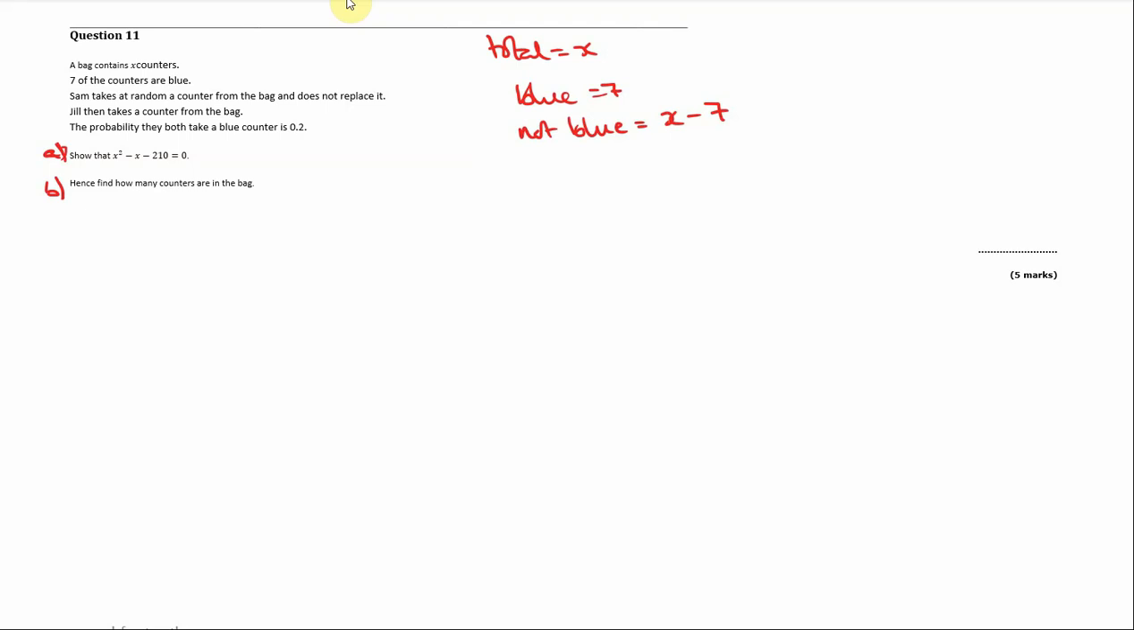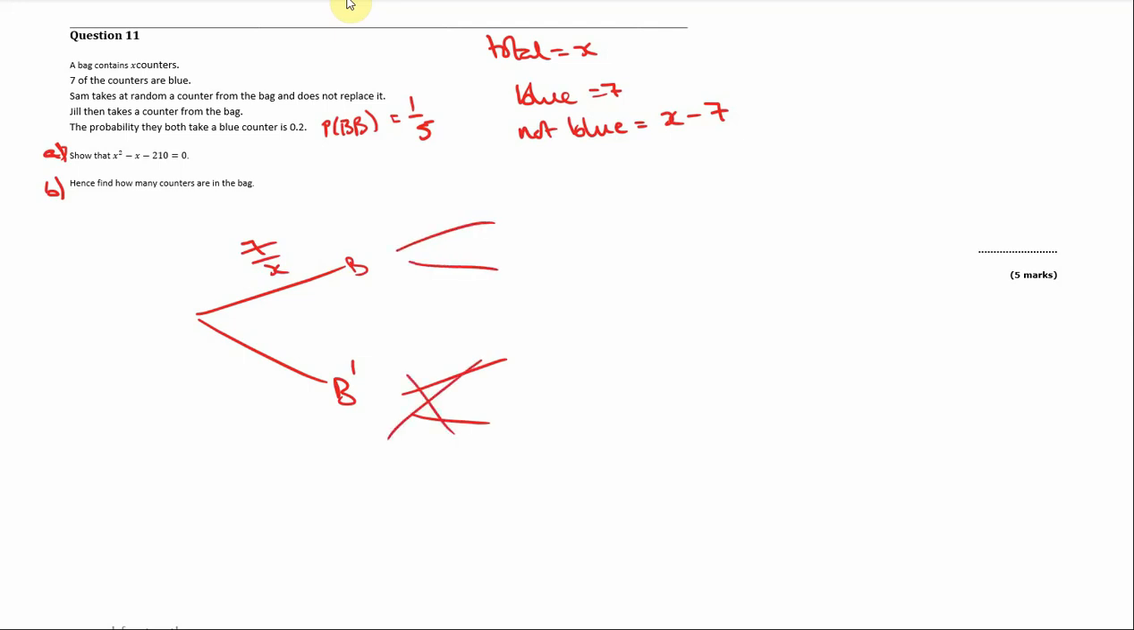Probability that they both take a blue counter, so probability blue equals, I don't like decimals, I like fractions, so a fifth. So let's draw our tree. We're going to have blue, and B dash means not blue. 7 out of X. We only care about if they're both blue, so we don't care about this path down here. We actually only care about this path that I haven't crossed through.